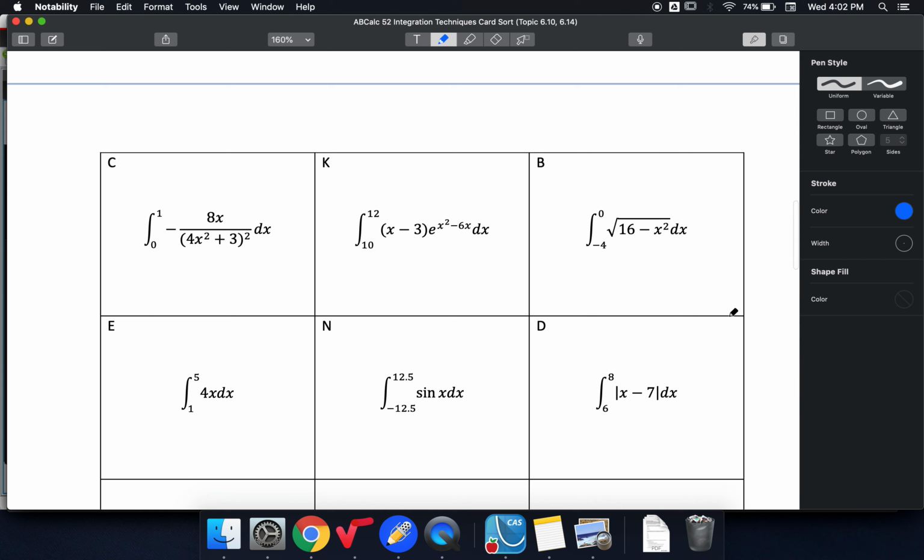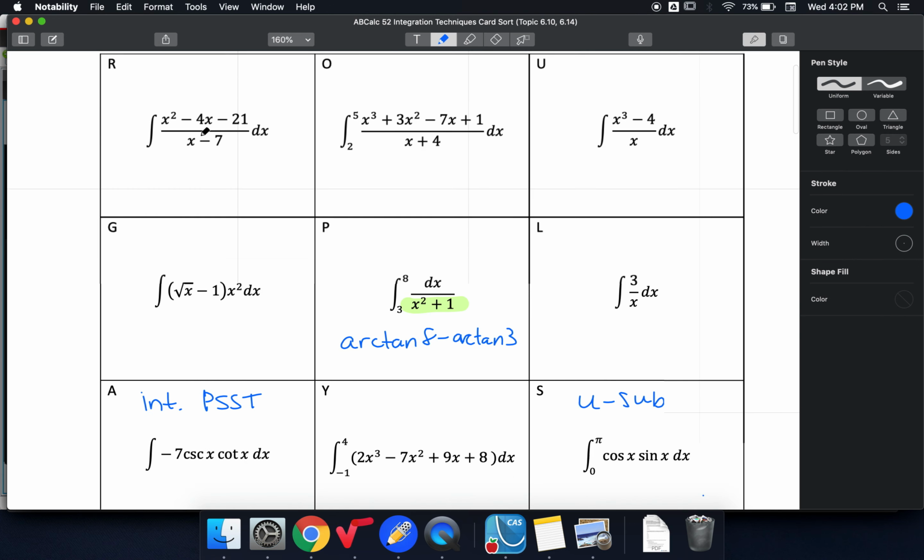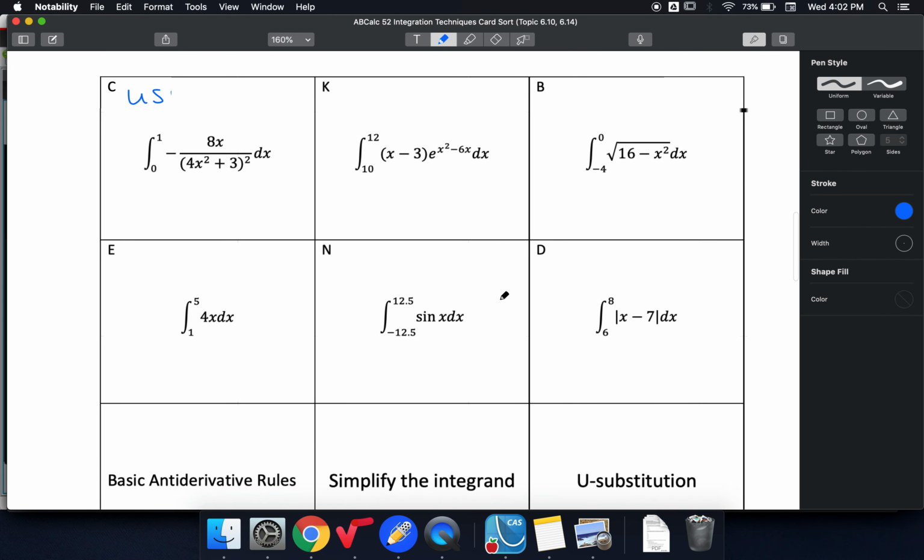Down here, now we're getting into, this one is another u sub. Let's see, what were all my u subs? So I've got a k that's a u sub as well, and I can see that because this is really similar to the derivative of this.